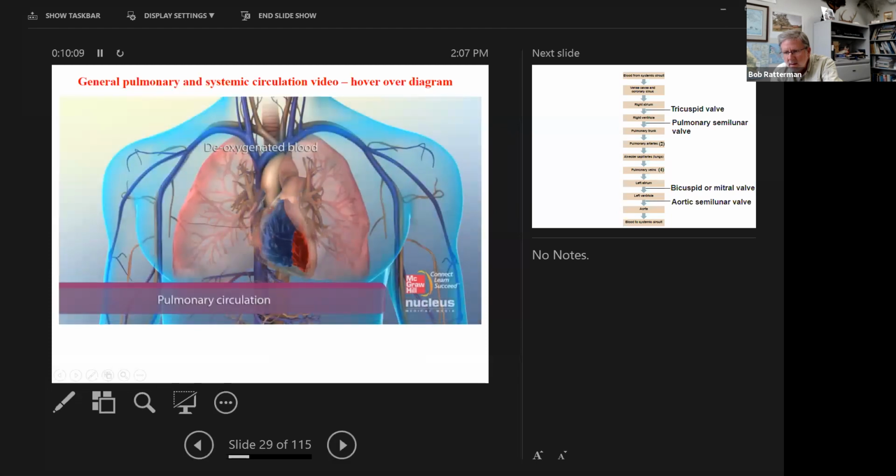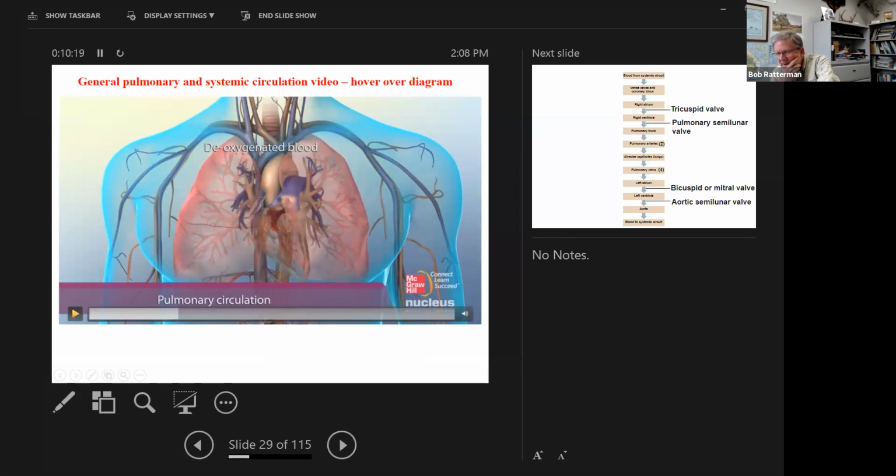The right side of the heart produces pulmonary circulation. This is the movement of deoxygenated blood.